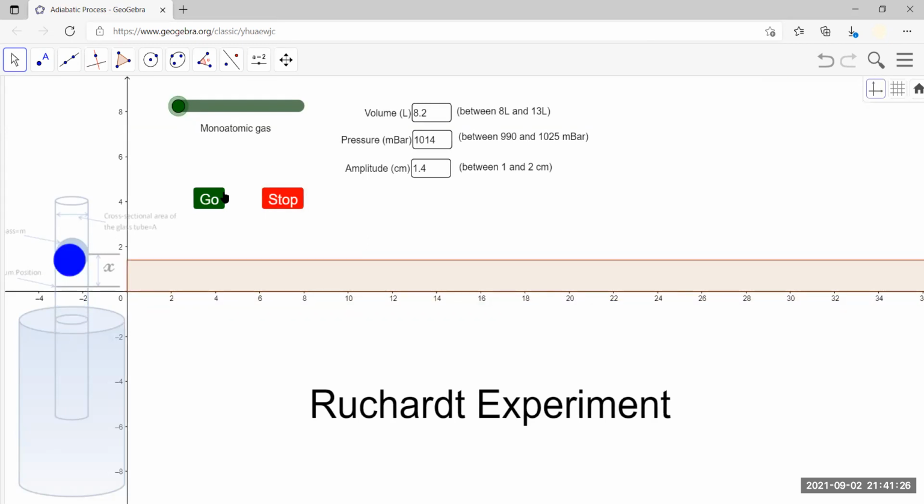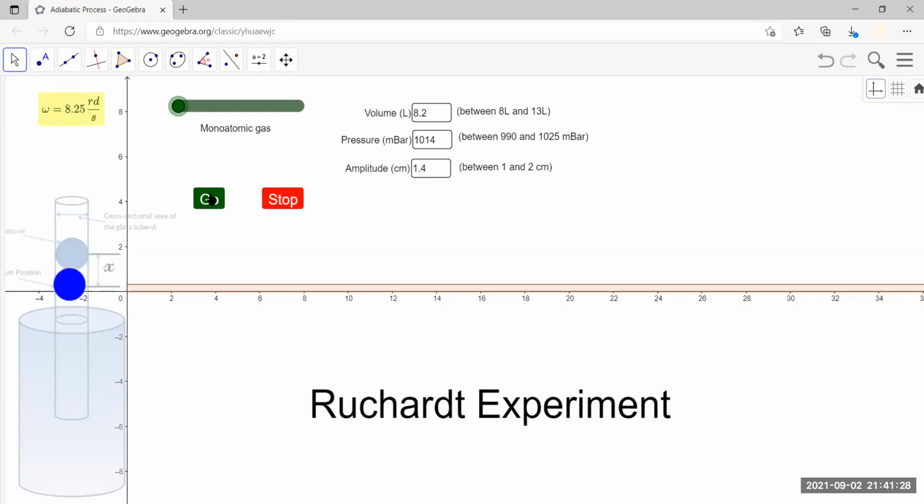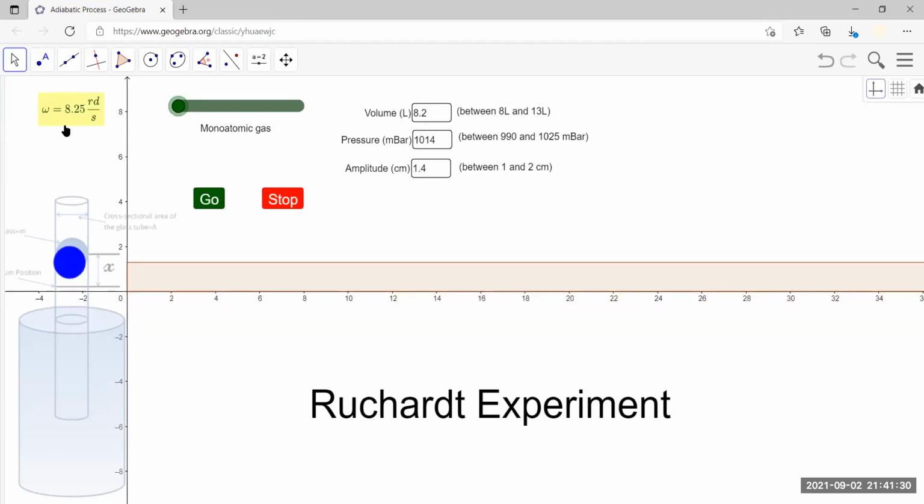So we're going to stop. Oh, why did I stop that? I'm sorry. I'm going to get a recording for the number in here. It's giving me omega 8.25 in here. So I'm going to record that value. Do it again.